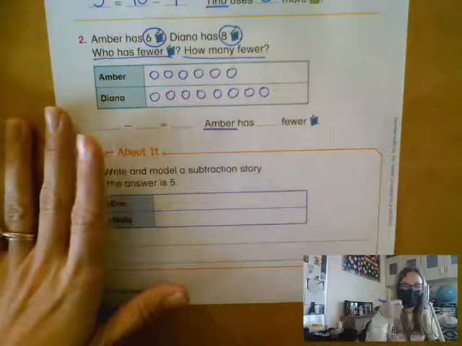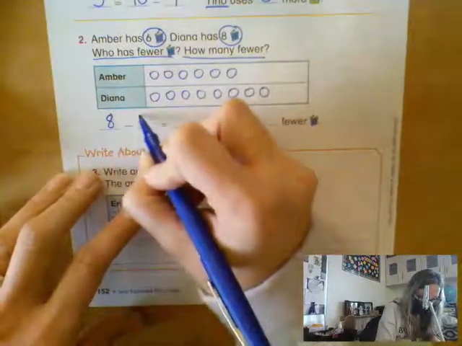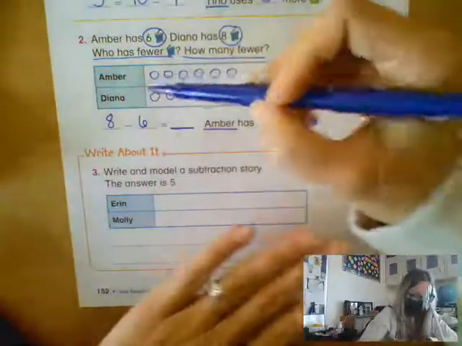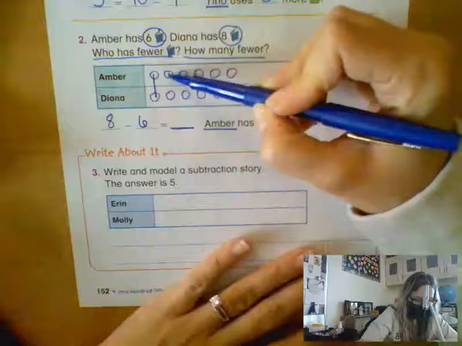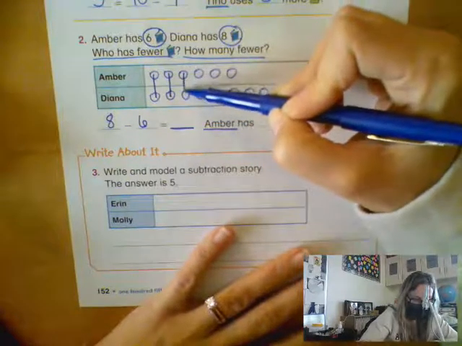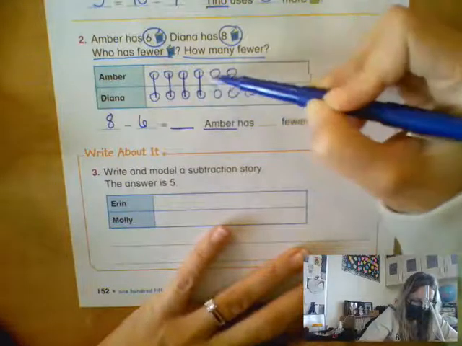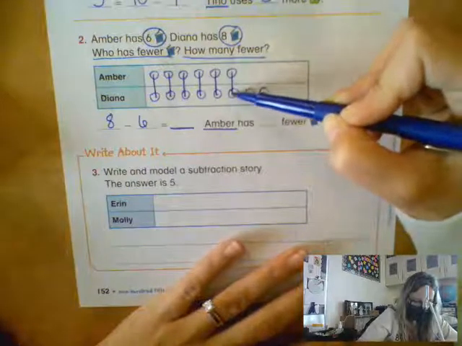All right, so what we're trying to compare here is Diana's 8, take away Amber's 6. We're looking for the difference. So here we go. They both have 1, ka-chink. They both have 2, ka-chink. We're taking away 3, ka-chink. And we're taking away 4, ka-chink. And they both have 5, ka-chink. And they both have 6, ka-chink.